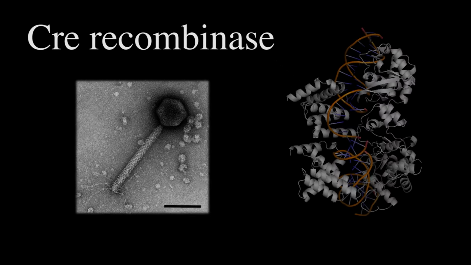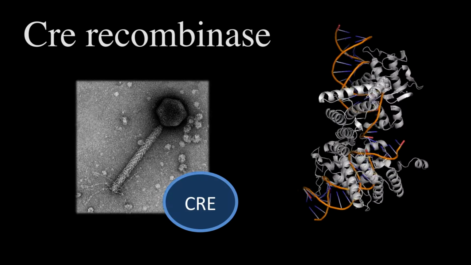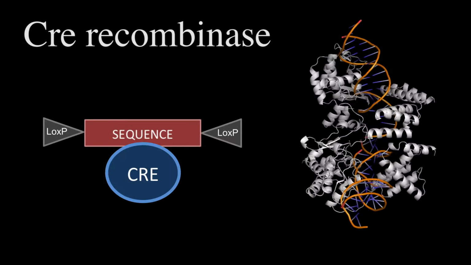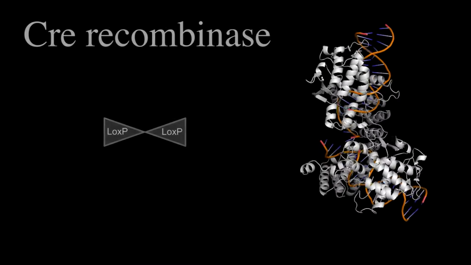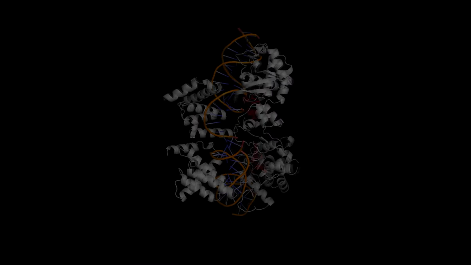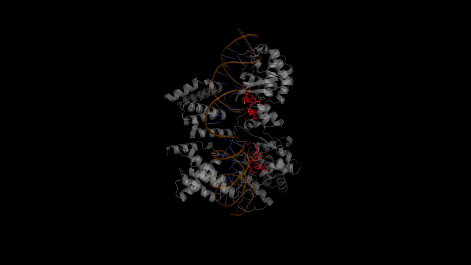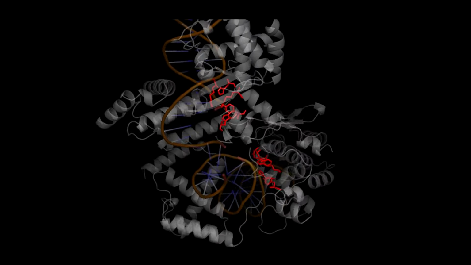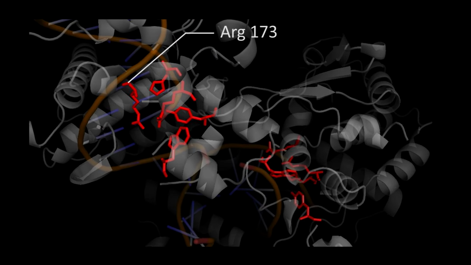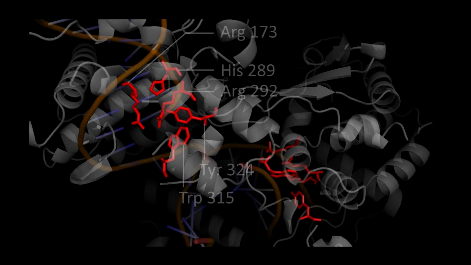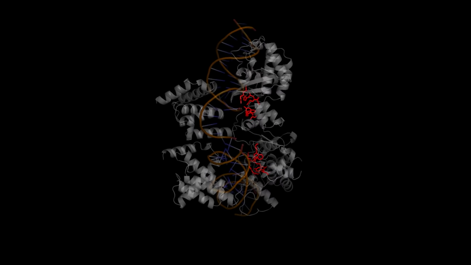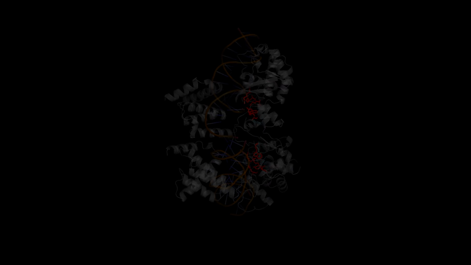Cre-recombinase is named because it creates recombination. It is an enzyme derived from the P1 bacteriophage and is designed to cut out genetic sequences between two LoxP sites. The Cre-recombinase enzyme contains an active site consisting of a catalytic triad with the residues arginine 173, histidine 289, and arginine 292, and nucleophilic residues tyrosine 324 and tryptophan 315. This allows for Cre-recombinase to bind to its substrate DNA.